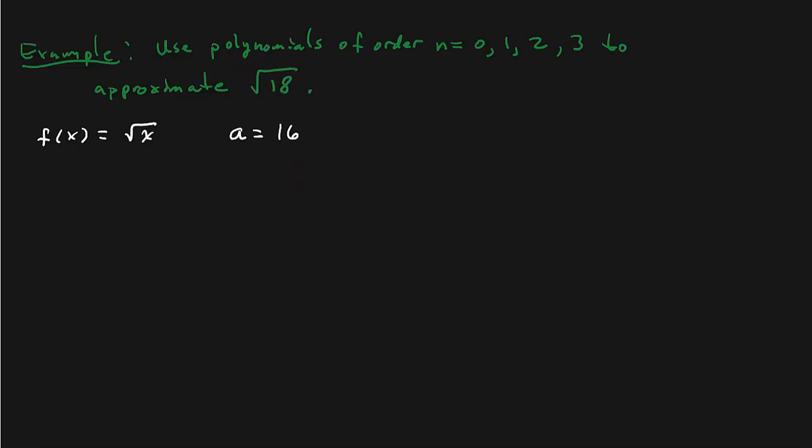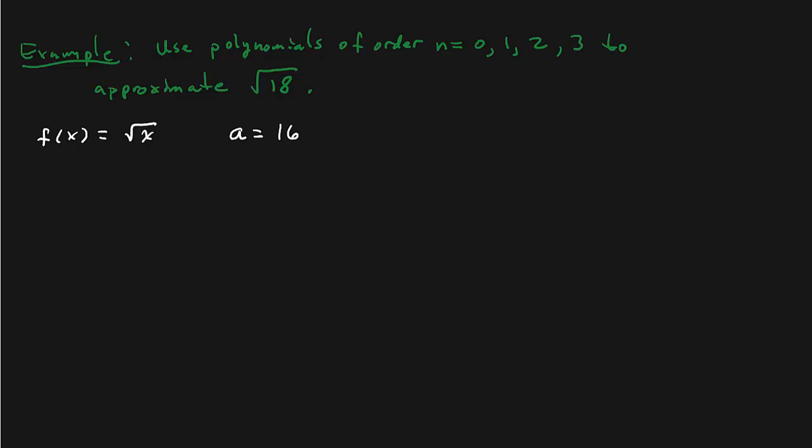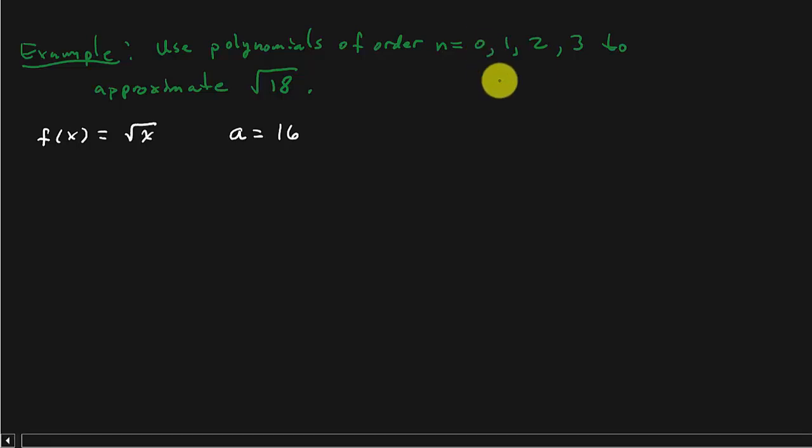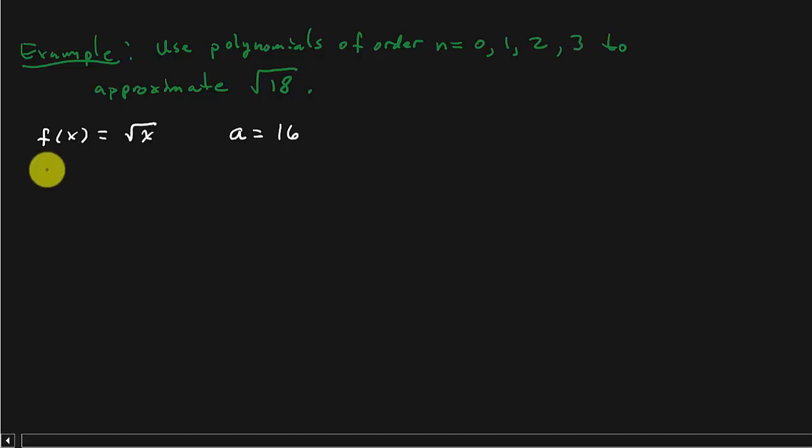All right, so let's go ahead and find our derivatives. For n equals 0, we just need the function f. For n equals 1, we need the first derivative. For n equals 2, we need to go to the second derivative, and for n equals 3, we need to go to the third derivative. So let's go ahead and find all the way to the third derivative, and then we'll use what we need to.